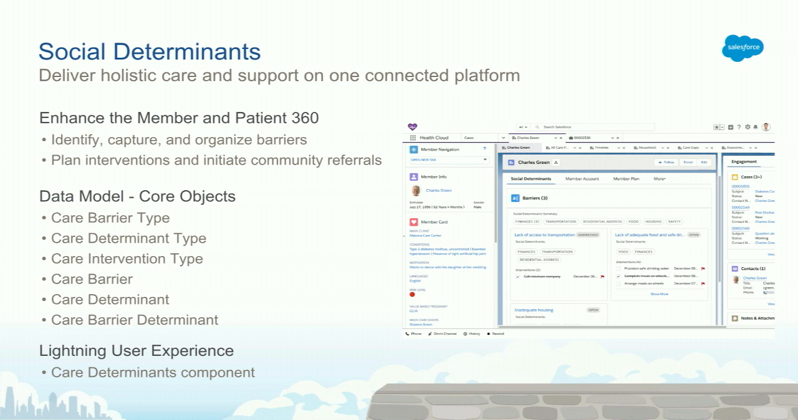The solution for social determinants includes a new data model, which is defined by 3 objects that serve as compendium objects called care barrier type, care determinant type, and care intervention type, as well as patient-specific objects to store barrier information, determinant information, and the relationship between a barrier and its determinants. Additionally, the Health Cloud team has built a new Lightning component called the Care Determinants component that can be used on the account or case page to capture barriers, determinants, and interventions. Now we're going to transition to a demo and show you what this looks like in Health Cloud.